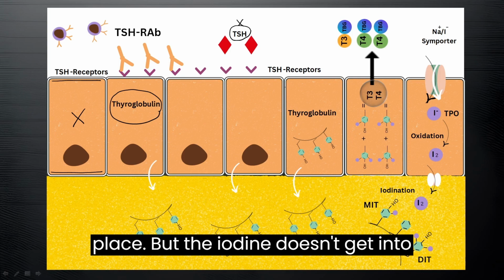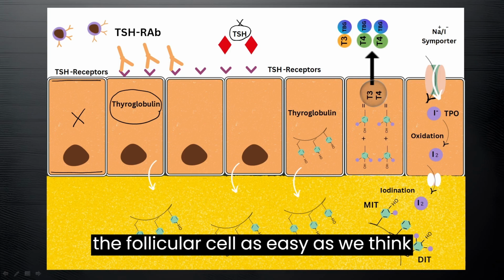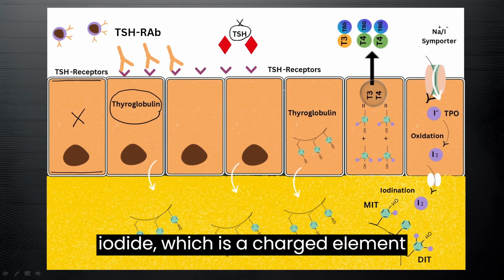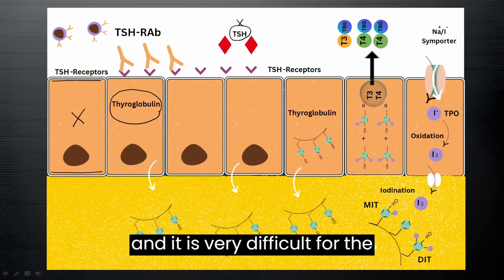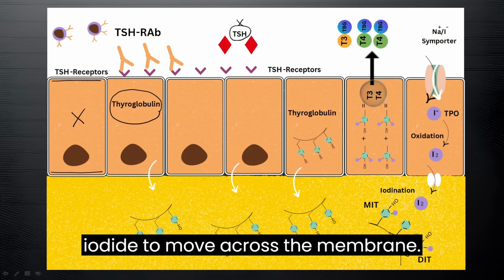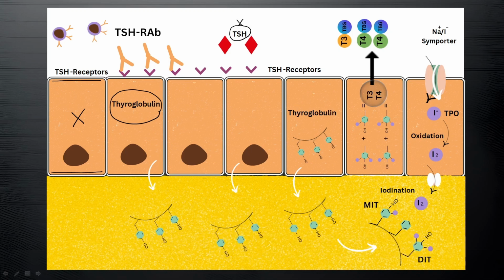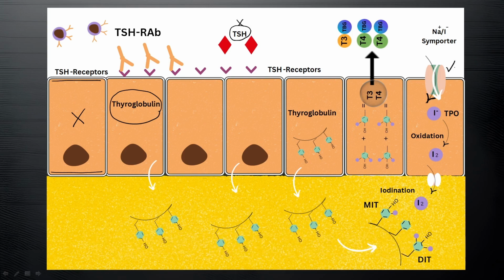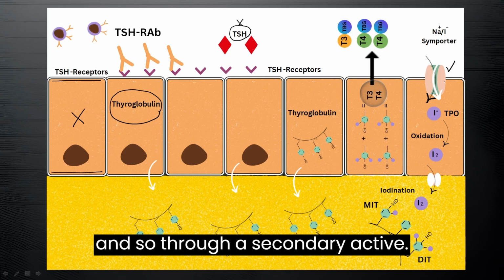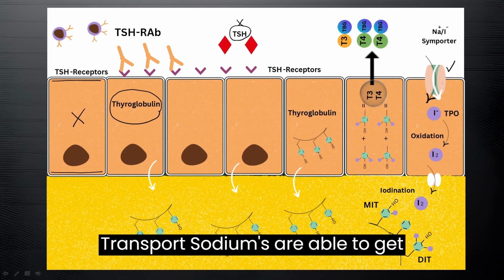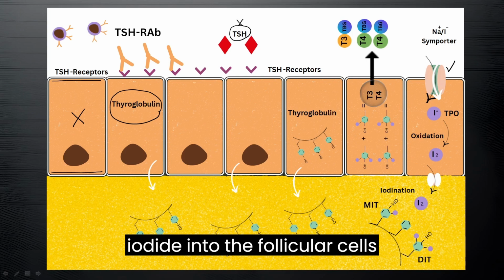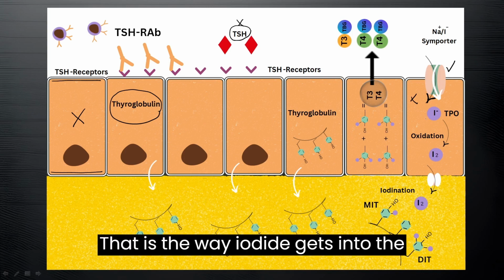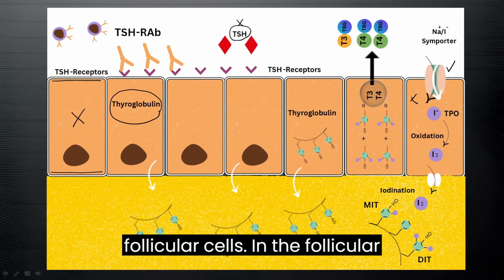But the iodine doesn't get into the follicular cell as easily as we think, because we have the iodine in the form of iodide, which is a charged element. And it is very difficult for the iodide to move across the membrane. So there is a gate here which is called the sodium iodide symporter. And so through a secondary active transport, sodiums are able to get iodide into the follicular cells here. Now it's important because that is the way iodide gets into the follicular cells.